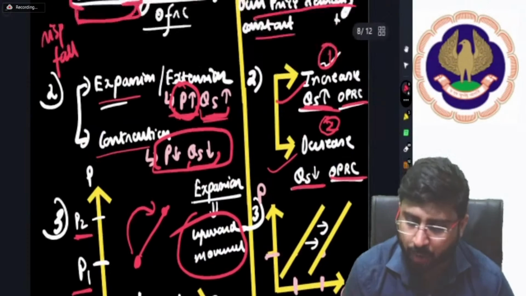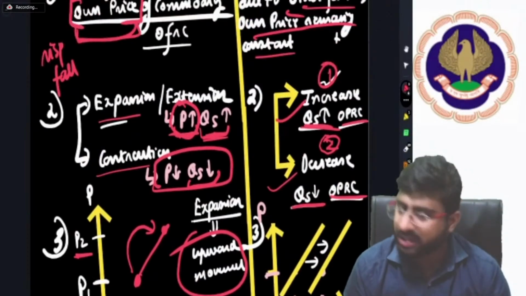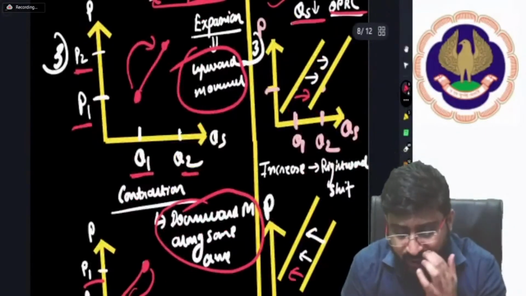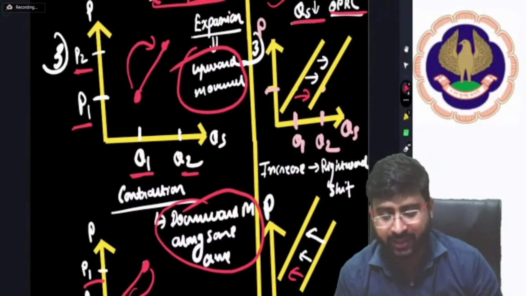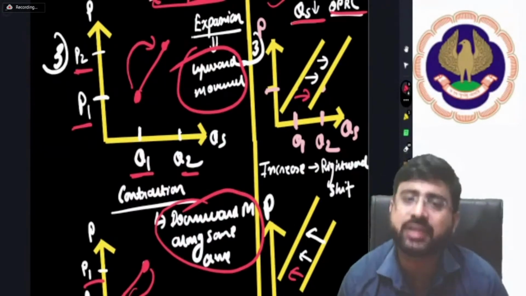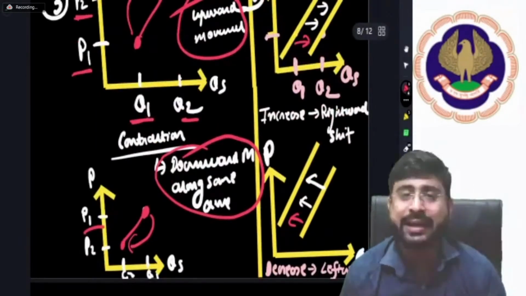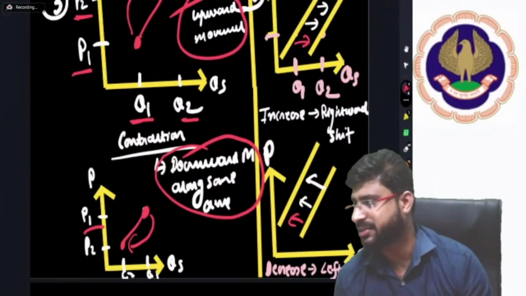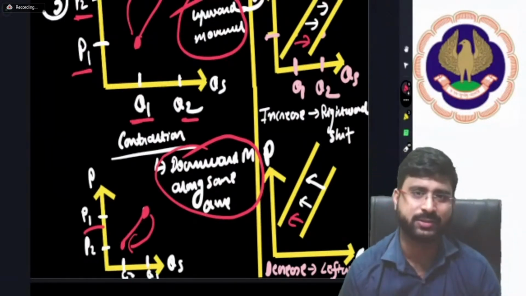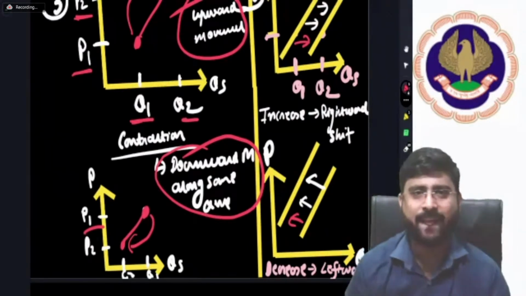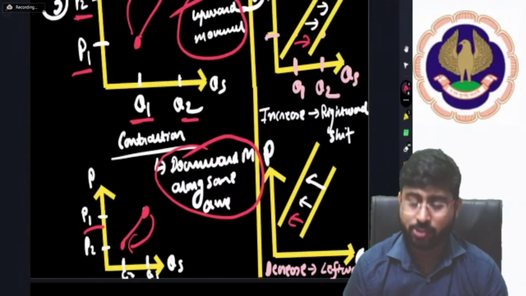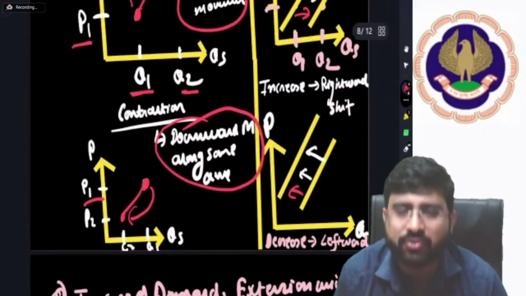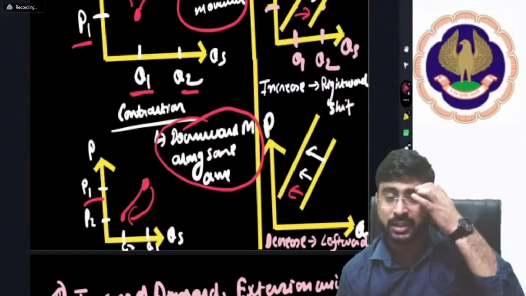Now, if you talk about increase and decrease, if there is an increase in supply, there is a rightward shift. If there is a decrease in supply, there is a leftward shift. Please remember this. Is that clear, friends? So remember, in increase, you shift rightwards. In decrease, you shift leftwards. Yes, sir, it's crystal clear.